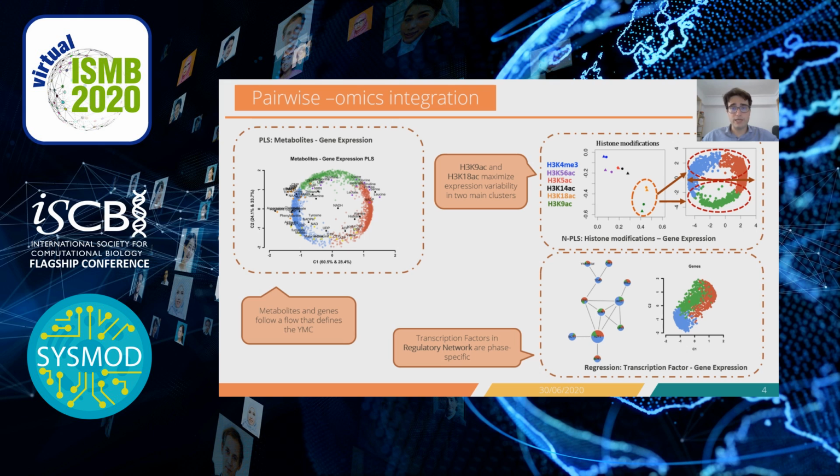And finally, we used ATAC-seq to model gene expression in two ways. One using peak quantitative models, which is the figure on the right. With the peaks, we used PLS to model gene expression, and we see that the gene expression is separating in two main phases.